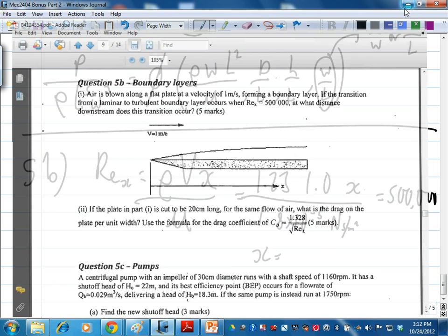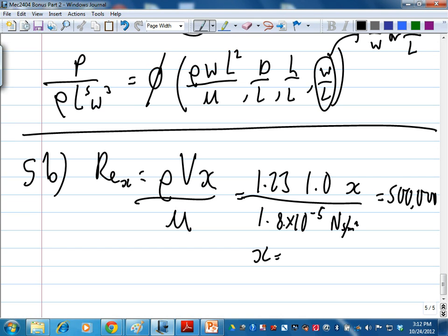What's x? 7.3 meters. Okay? Because at such low velocities, the transition to turbulence happens very far downstream.